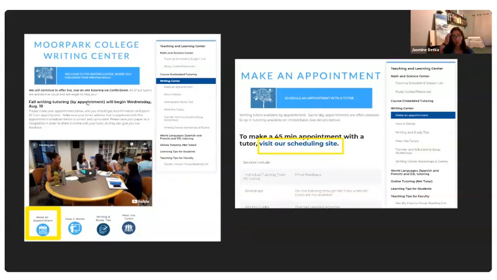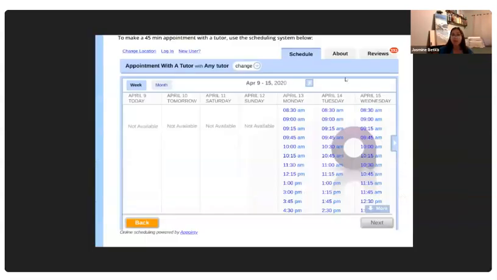But to make an appointment, you can go ahead and scroll down past that first picture, and on the left there'll be a little box that says make an appointment. Go ahead and click that, and that will take you to a new page. It'll then say visit our scheduling site. You're going to want to click that, and this box will pop up.